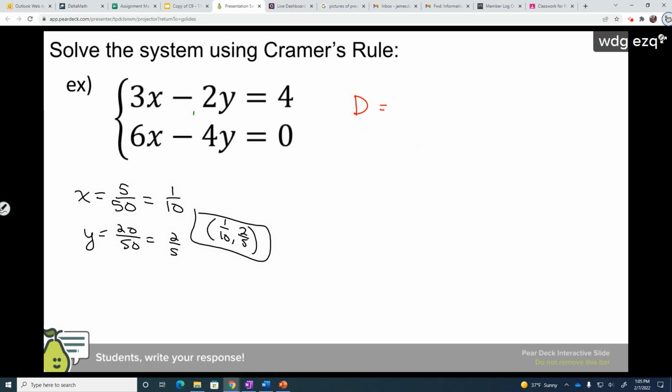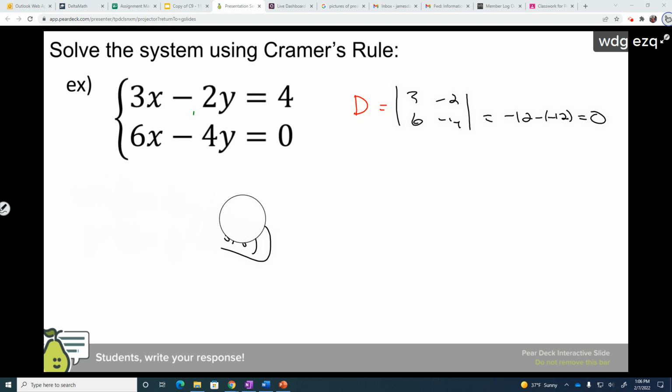But if you do this one to your determinant, you get 3, 6, negative 4. You get negative 12 minus negative 12, which is 0. So if D is 0, then this is actually going to be no solution. The reason why is because x is going to be some number over 0, and y is going to be a number over 0, which are both undefined. So this is no solution.